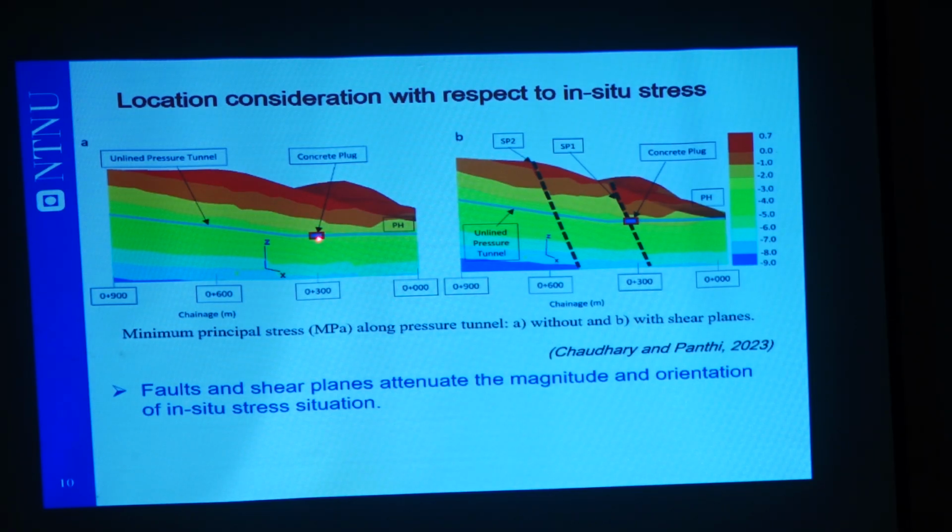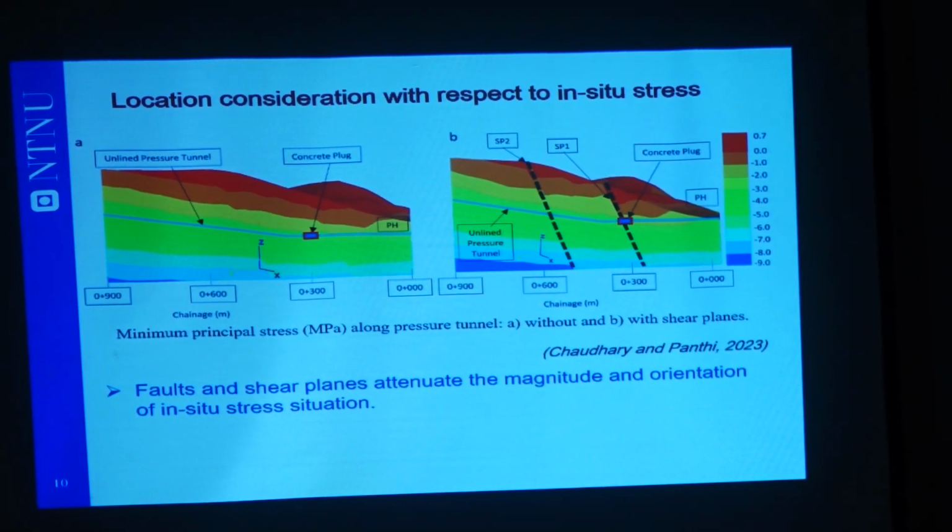So for example, if we don't have any shear plane along the waterway system, the minimum principal stresses are much higher than the static head that is coming to the headrace system. But once we introduce this shear plane, the minor principal stress drastically reduces, because shear planes or fault zones are the areas where we have more shear movement, meaning the rock mass is destressed. So it means the minimum principal stress will be reduced drastically.